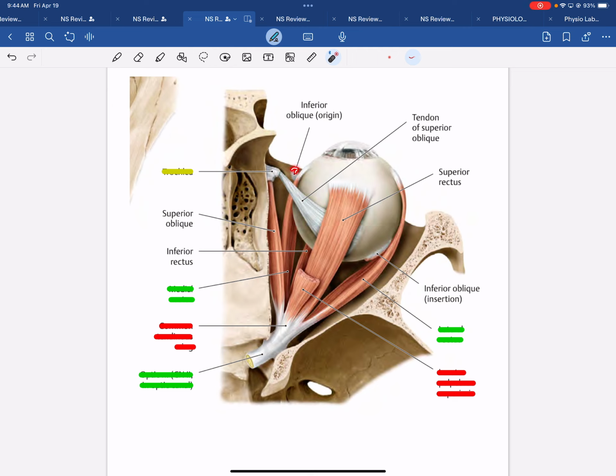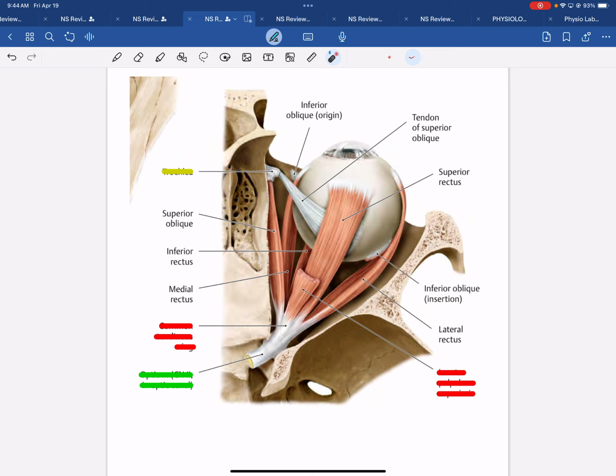Yeah, because it attaches to, I don't know which bone that is, but some bone of the orbit here, and then also to the sclera. Okay, what about this one? Medial rectus. It's got to be medial rectus. Good. Okay, what about here? Lateral rectus. Good, lateral rectus. Oblique muscles are kind of shaped like boomerangs. Yeah. Good.